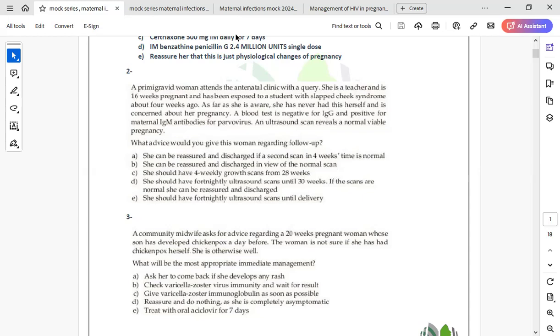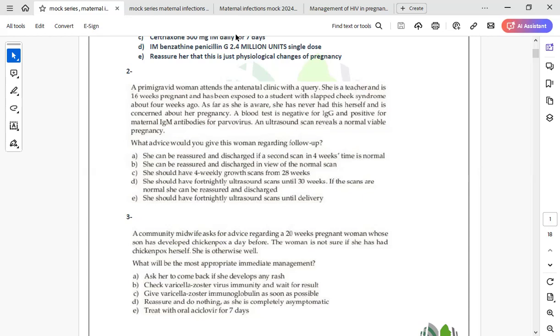We use the ultrasound to detect if there is any congenital abnormality. And for parvovirus, we are looking for a specific thing. If this specific thing comes up, we are going to intervene. But if other congenital anomalies are there, we are not going to do anything. We are just going to wait for the baby to be delivered, or we can opt for termination.